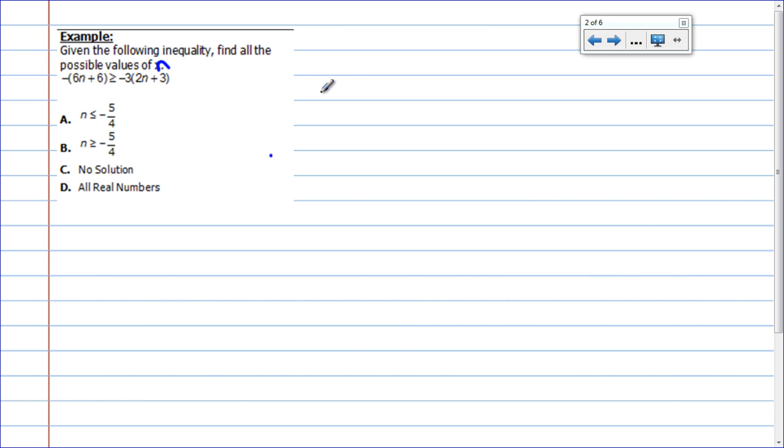So I'm going to take my inequality and rewrite it over here so I have room to work. And before I can do anything, I have to make these parentheses go away. So I'm going to have to do distributive property.